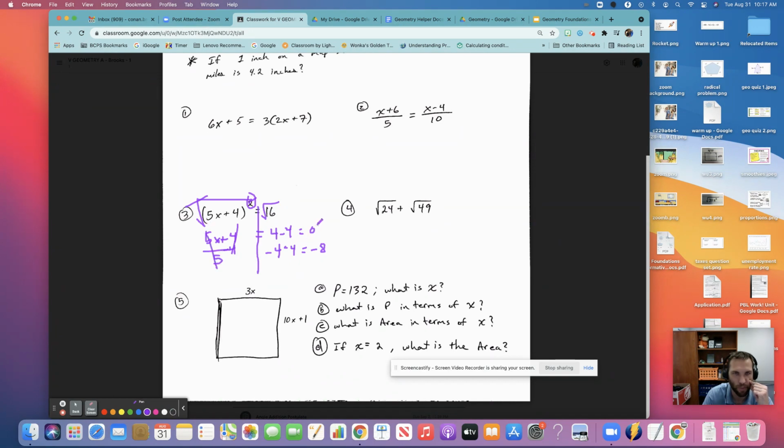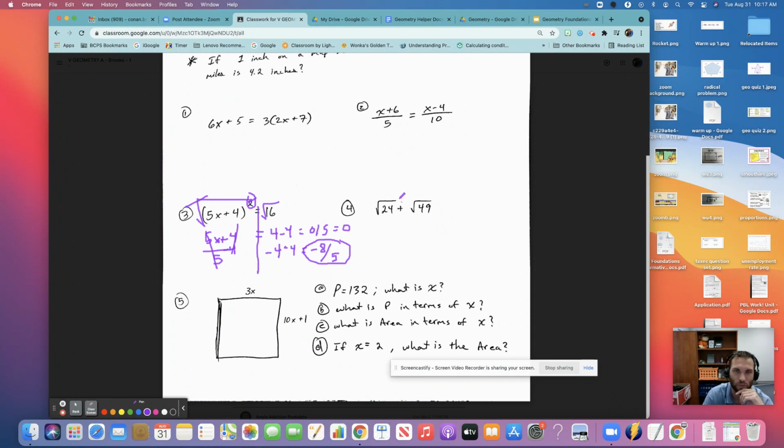So 0 divided by 5 is just 0. And -8 divided by 5 is just a fraction. You can put it as a decimal, but just leave it as a fraction, okay? You make it a mixed fraction if you want. You can say -1 and 3/5.